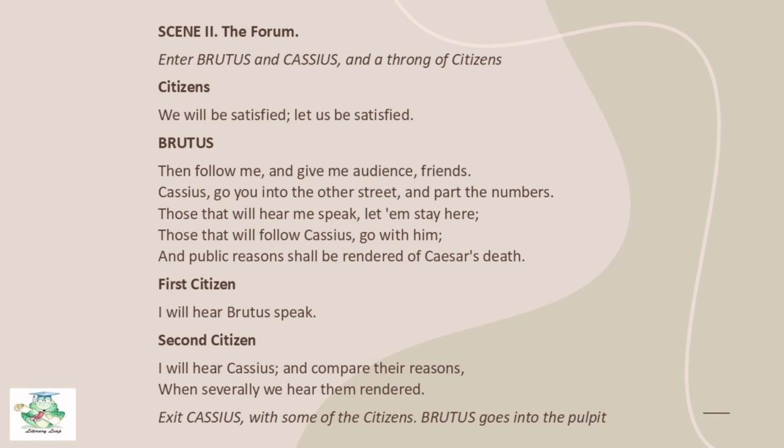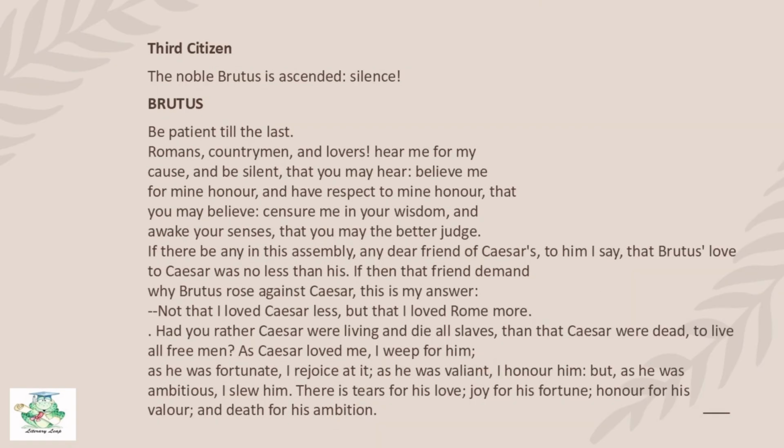Now, the first citizen expresses a desire to listen to Brutus. The second citizen says he wants to listen to Cassius and then compare the reasons both Brutus and Cassius give for Caesar's assassination. The third citizen announces that Brutus has climbed up to the pulpit to speak and asks for silence so everyone can hear him. Here, "ascended" is used metaphorically to suggest Brutus is now in a position of authority, not just physically, but symbolically, as he is about to speak to the people.